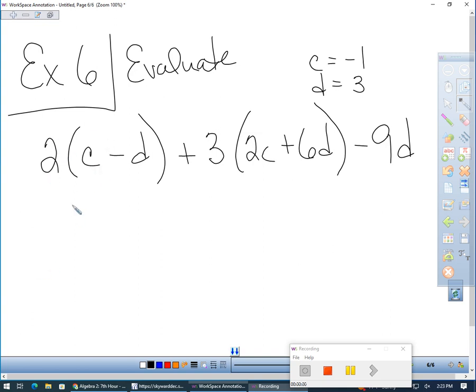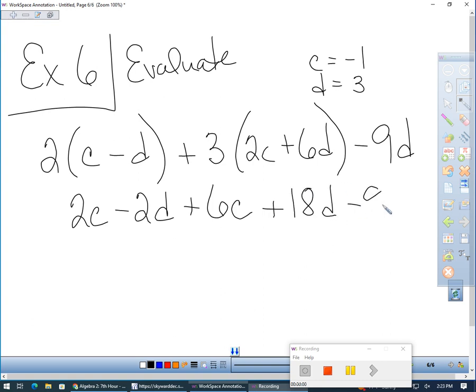So here we have 2 times C is 2C. 2 times negative D is negative 2D. Here we have 3 times 2C is positive 6C. 3 times 6D is positive 18D, and then minus 9D. Now what do we do? Yes, combine like terms. So I have C's, they give me 8C, and then I have negative 2D, 18D, and negative 9D. What do I get? Good. So this form of the expression is way better than the original form. Do we agree?